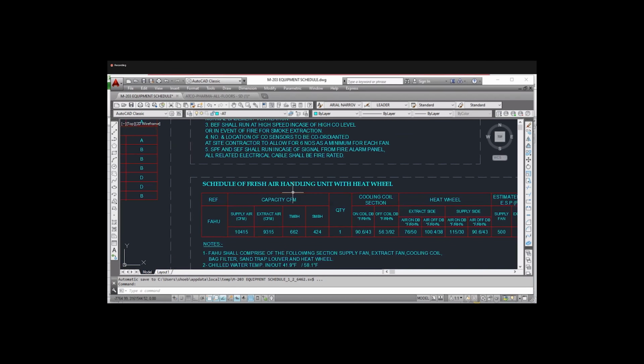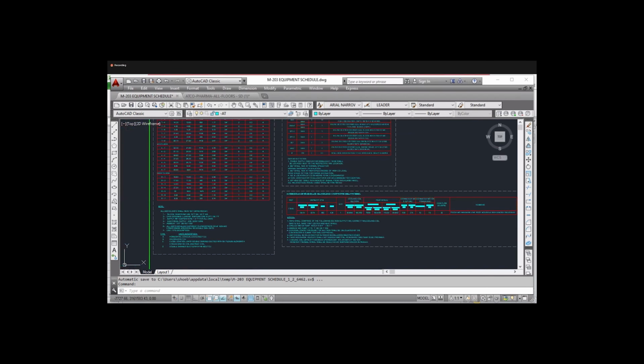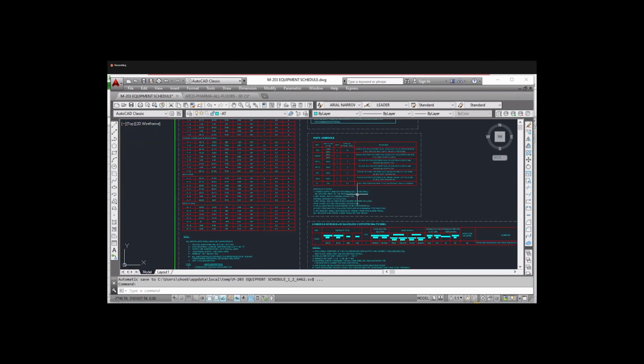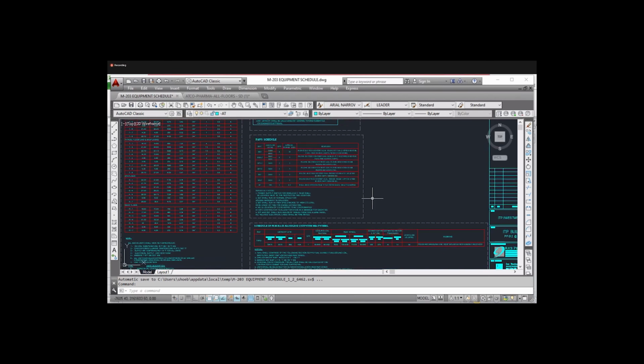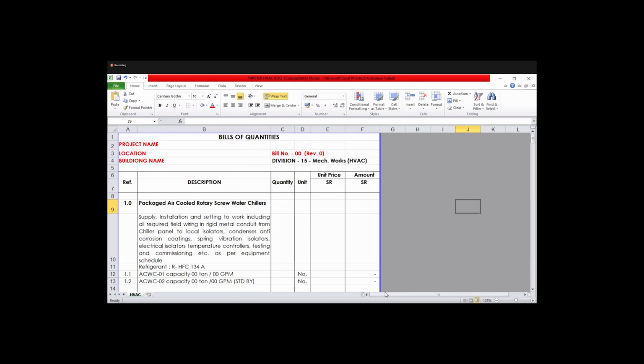So here is the FHU schedule. So for each and every equipment like FCU, AHU, chillers, chill water pumps, primary pumps, for each and every one we have to prepare the schedule, then we have to prepare the BOQ. So for the inputs of the BOQ we require this schedule. So here is the example we can take.